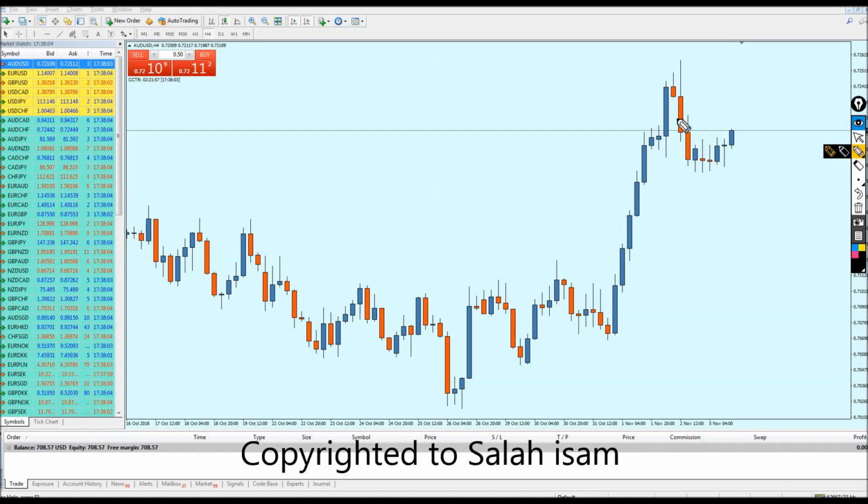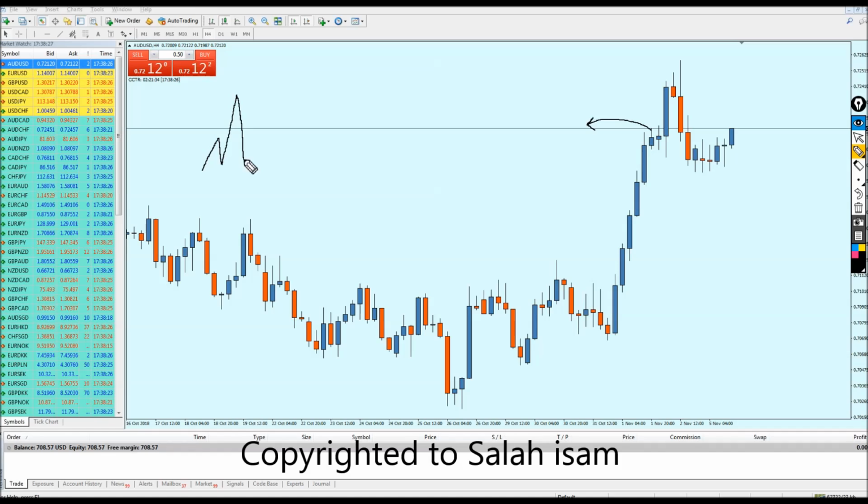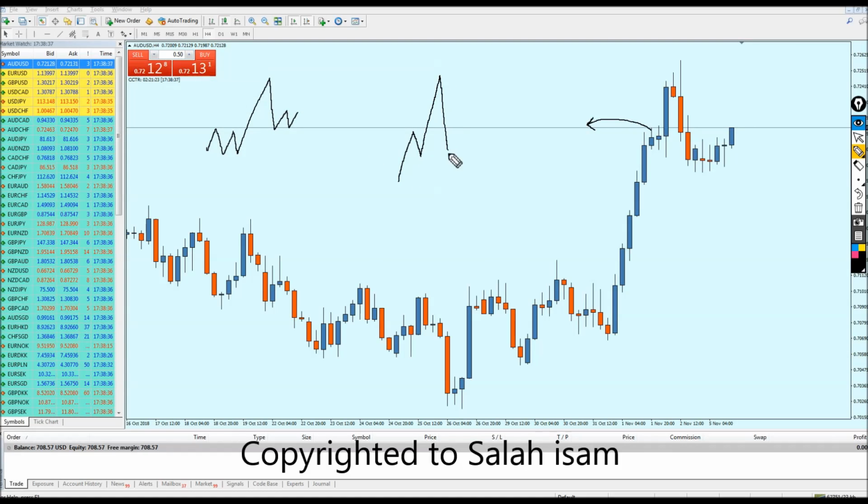There was no support or resistance that has been broken out. I just see a long blue candle, then followed by another long red candle. There was no support that has actually been broken out. Let me represent this in the chart. Instead of seeing like this, what I'm seeing is this.